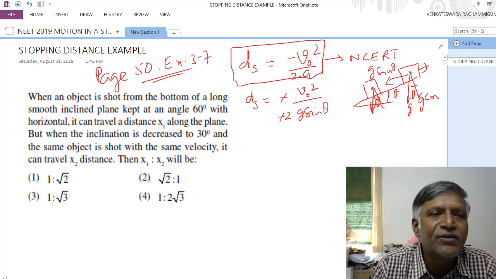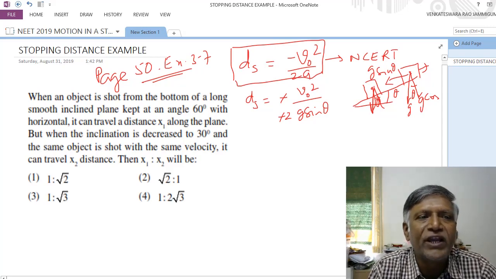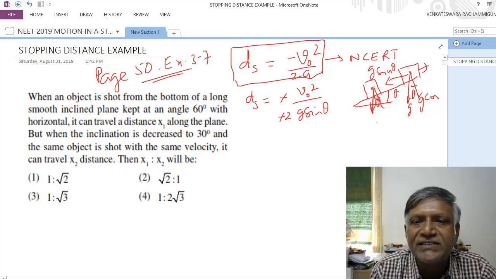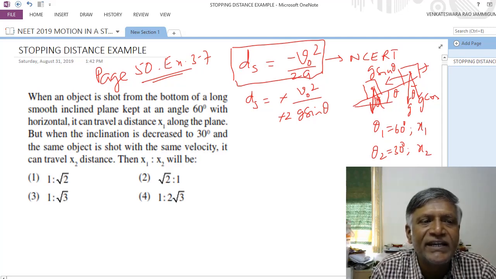Now let us read the question. When an object is shot from the bottom of a long smooth inclined plane kept at an angle of 60 degrees with the horizontal, it can travel a distance x1 along the plane. See, the angle theta 1 is 60 degrees, and the distance is x1. But when the inclination is decreased to 30 degrees, meaning theta 2 is 30 degrees, and the same object is shot with the same velocity, it can travel distance x2. Then x1 by x2 is how much?